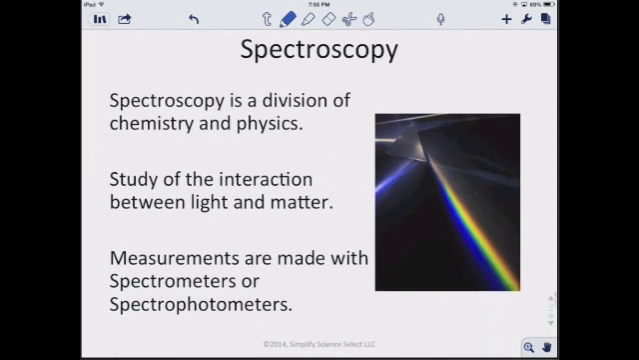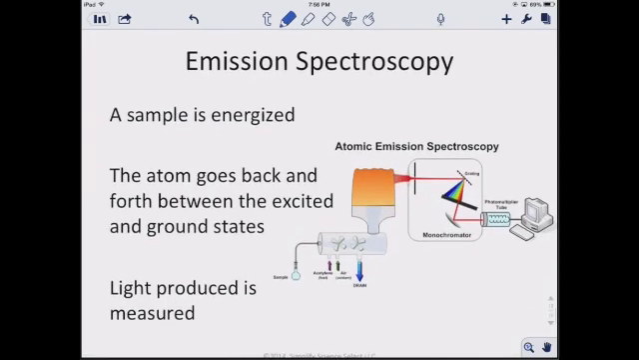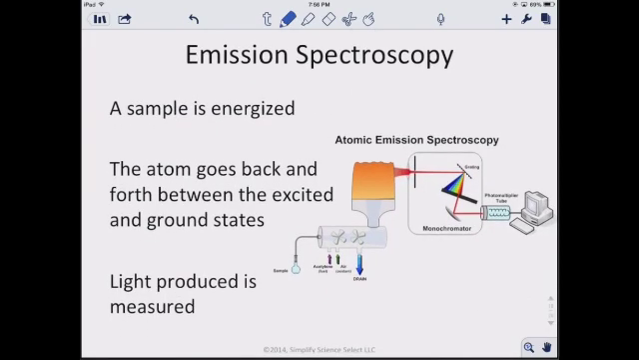Moving on to spectroscopy. Spectroscopy is a division of chemistry and physics, and it's the study of the interaction between light and matter. Measurements are made with spectrometers or spectrophotometers, and you can see a picture here of how we're breaking up the wavelengths of light and studying those. What we looked at in the lab when we were burning those things was emission spectroscopy.